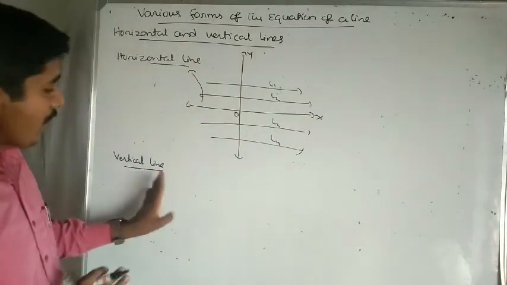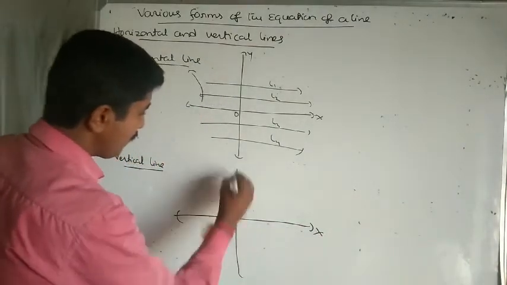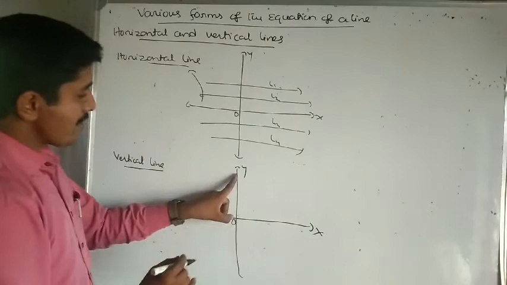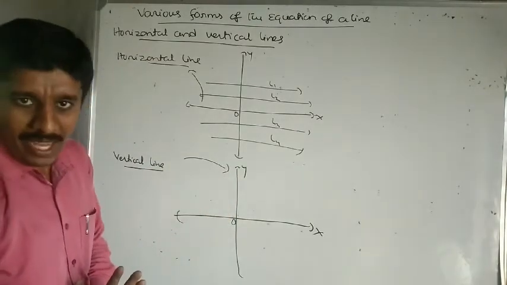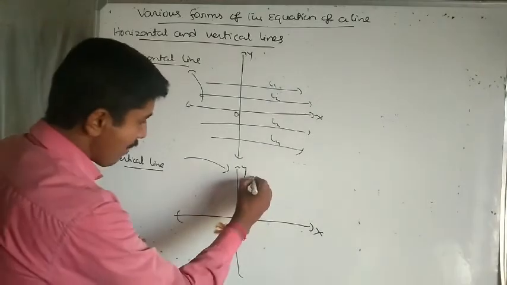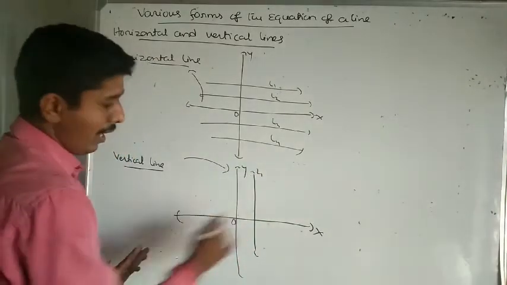Next, vertical line. XY plane. Here the y-axis itself is a vertical line. Mind it, the y-axis is called a vertical line, or any line parallel to the y-axis. This line is parallel to the y-axis. It is called a vertical line.